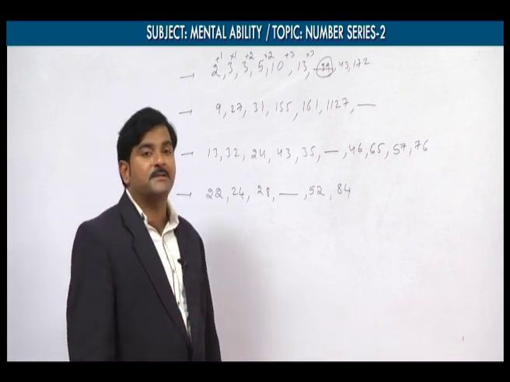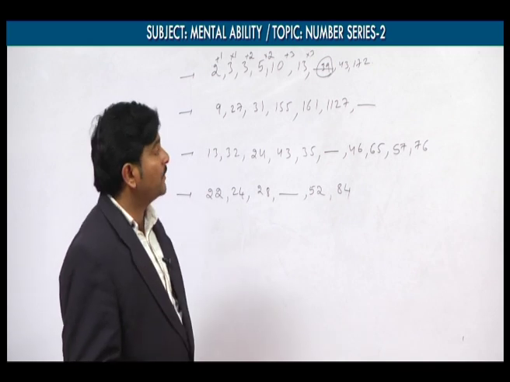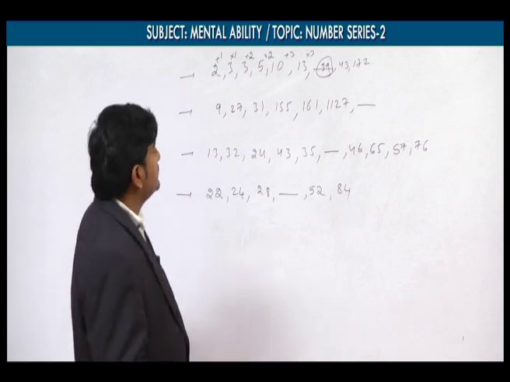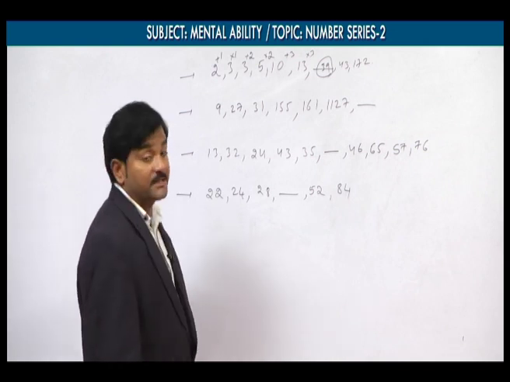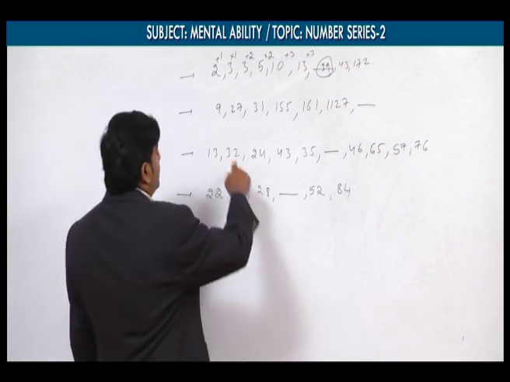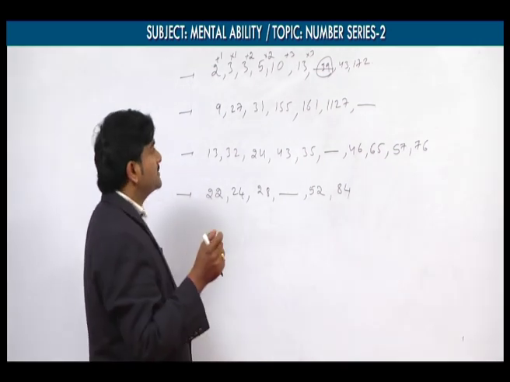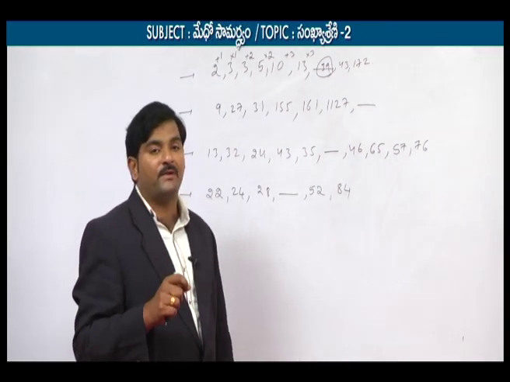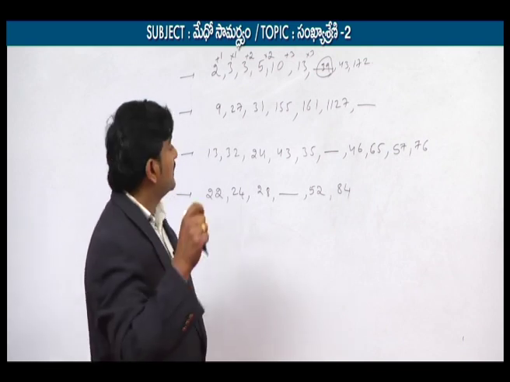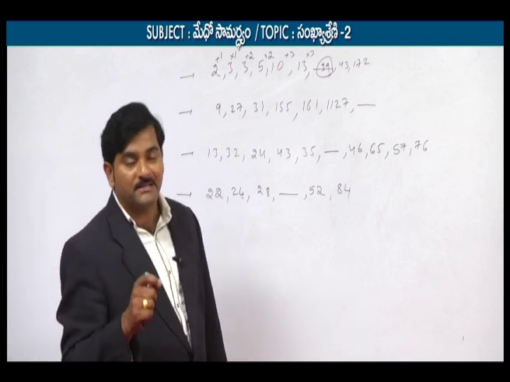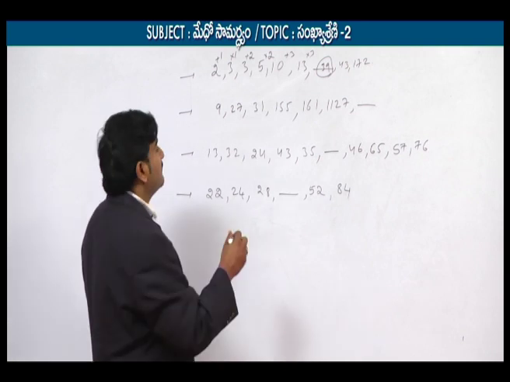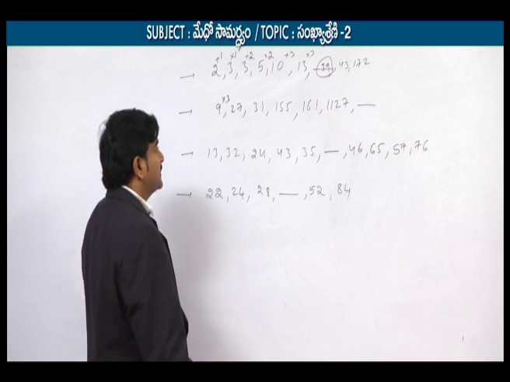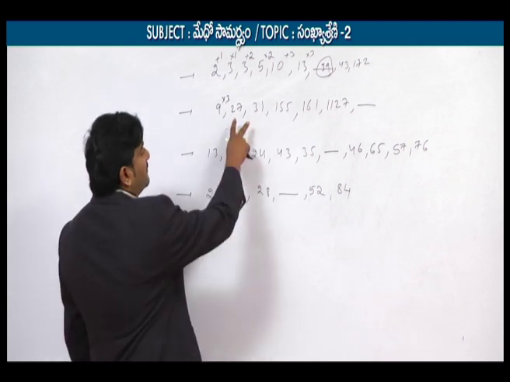Since series is increased fastly, I told you earlier there is a concept of multiplication. Now we will check it out whether this multiplication is there or not. 9, 27. What is the relation between 9 and 27? 9 is multiplied by 3 to get 27. 9 into 3, 9 3s are 27. మళ్ళీ ఇక్కడ మల్టిప్లికేషన్ లేదు.